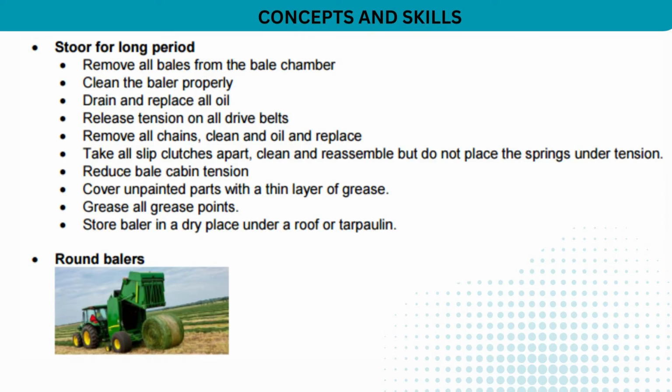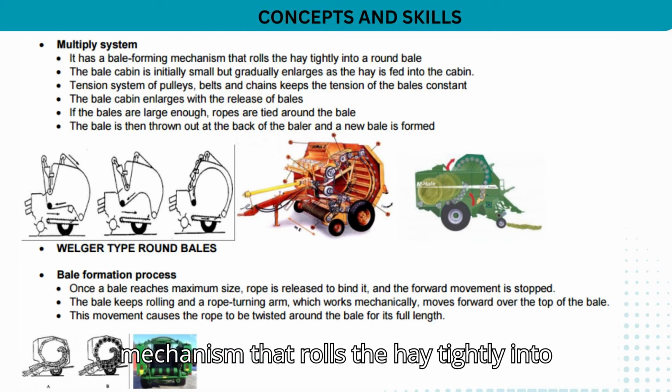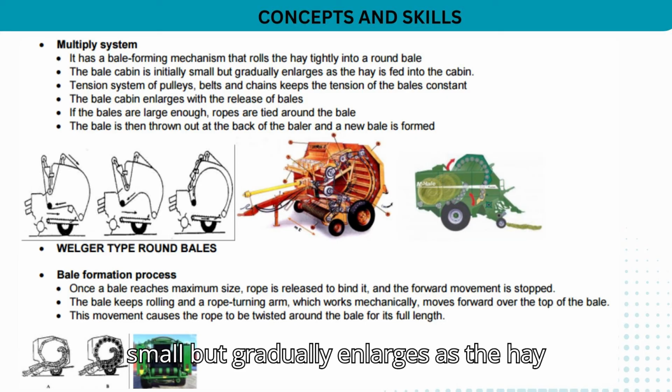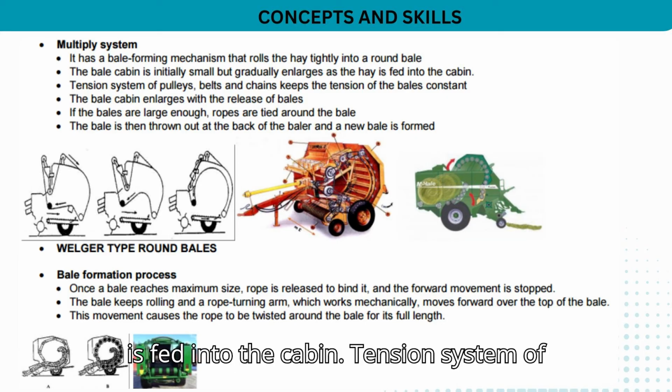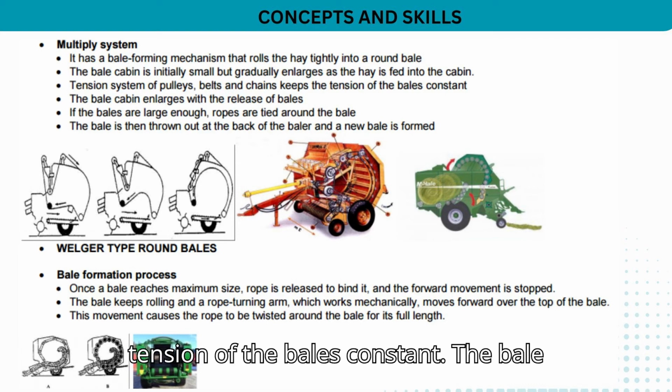Round balers. Multiply system: it has a bale-forming mechanism that rolls the hay tightly into a round bale. The bale cabin is initially small but gradually enlarges as the hay is fed into the cabin. A tension system of pulleys, belts and chains keeps the tension of the bales constant.